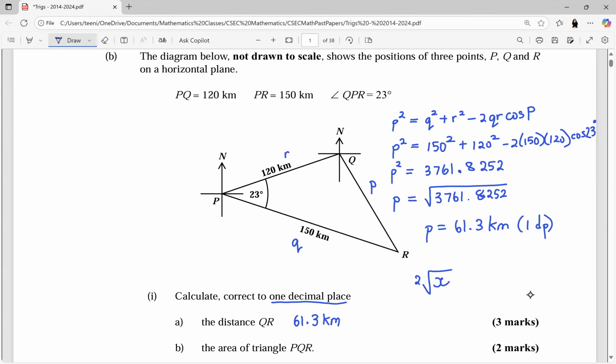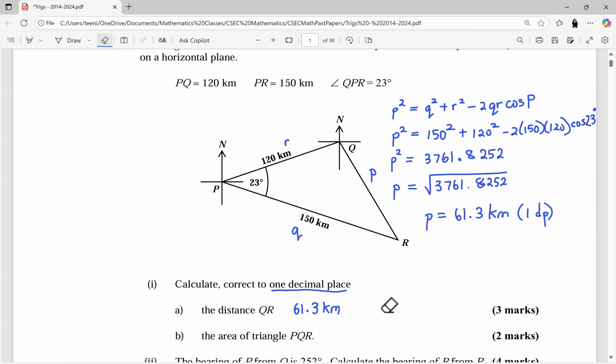Yeah, that's the key. So if you press that, that will give you the square root. Did you get the 3761.8252? Yeah. Okay, good. Right. And now we need to find the area of the triangle PQR.